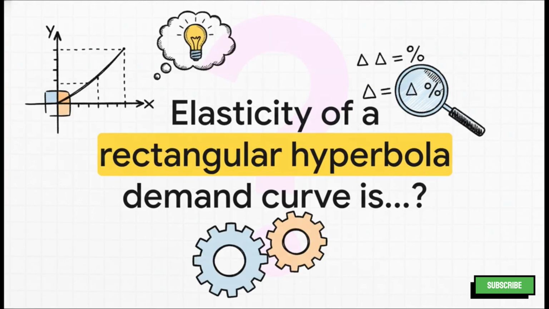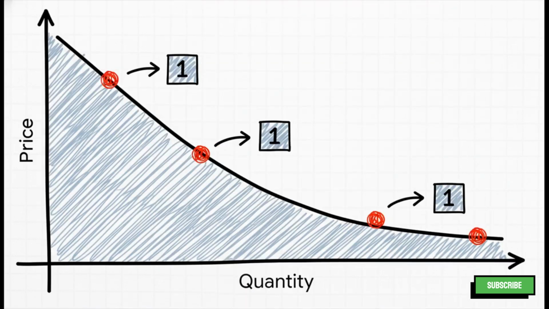This one's about a very specific shape of a demand curve. If you see a demand curve that looks like a rectangular hyperbola, what can you say about its elasticity? This one's actually pretty simple. It's equal to unity. This isn't something you calculate, it's a core definition. What makes a rectangular hyperbola demand curve so special is that, by its very nature, the price elasticity of demand is always equal to 1, no matter where you are on that curve. Definitely one to lock away in your memory bank.